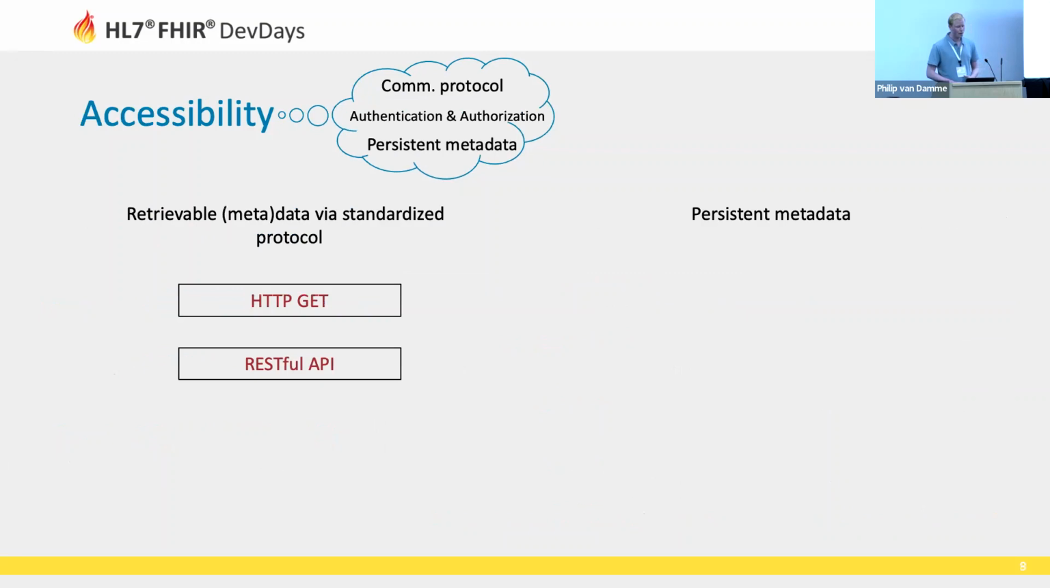Well, accessibility, there are two things. We want the metadata and the data to be retrievable via a standardized protocol. If you use FHIR and you implement REST, then you would have HTTP as your protocol, and the RESTful API then is your standardized protocol. What's important to mention here is that FHIR data does not equal open data. That's why the protocols should support authentication and authorization. So that's important.